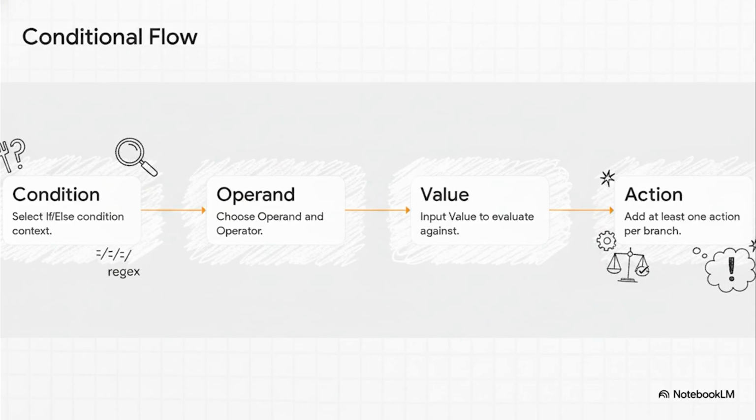Imagine a scenario where you only want a remediation action to apply to production database VMs. You could use regex to catch all VMs with a specific naming convention, something like prod-SQL-asterisk. Next, you input a value to evaluate against. But here's the critical rule you must remember for the exam. Write this down. Every branch condition must contain at least one resulting action. You simply cannot have an empty branch.